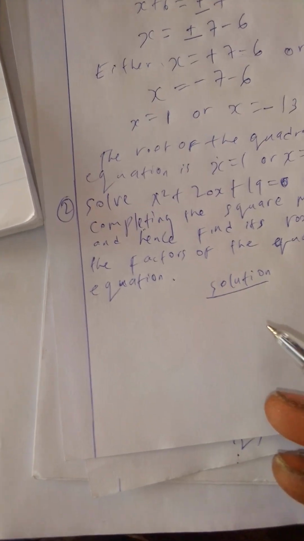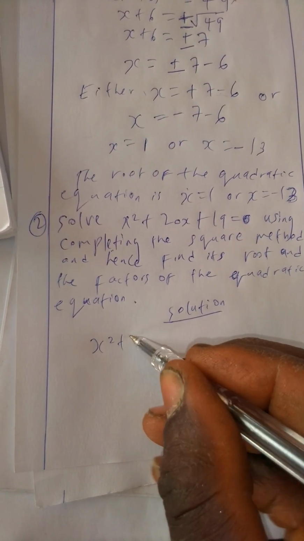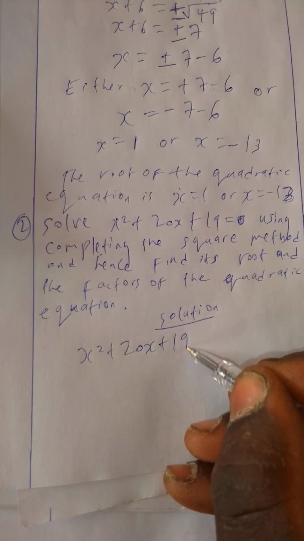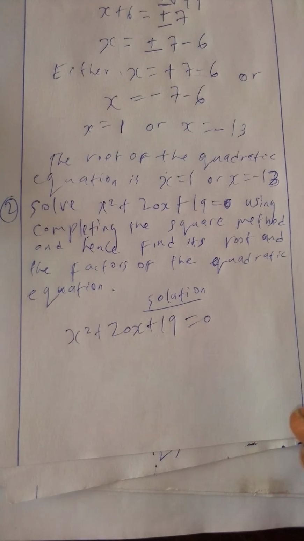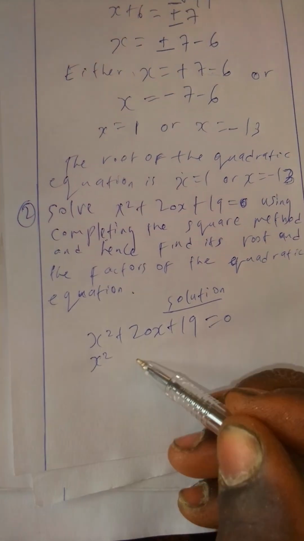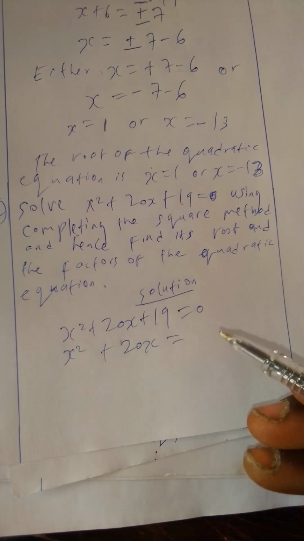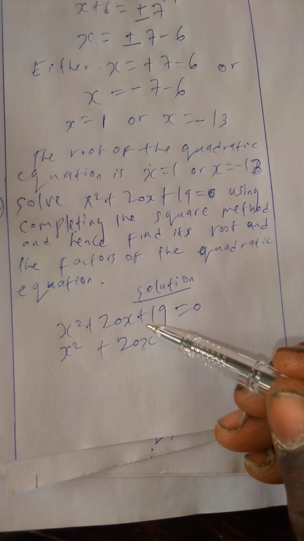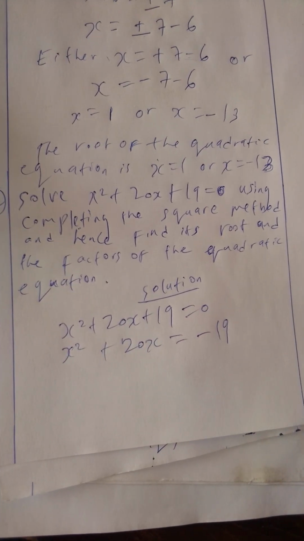The first thing to do is to bring down the quadratic equation: x squared plus 20x plus 19 equals 0. What next? We have x squared plus 20x equal to minus 19, since the plus 19 will cross the equal sign and become minus 19. Are you following?